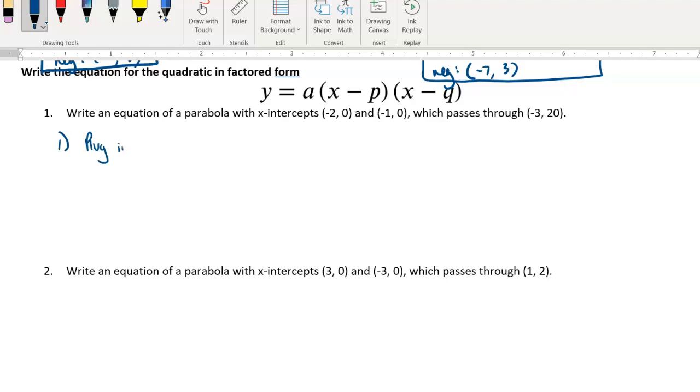We'll say we plug in x-intercepts. So if I plug in the x-intercepts, I'd have y equals a, and then it's going to be x minus negative 2, so that's x plus 2. Then it'll be x minus my other x-intercept, which would be negative 1. X minus negative 1 would be x plus 1. Okay, so that's my first step. Plug in the x-intercepts.